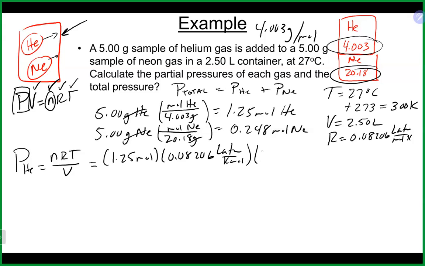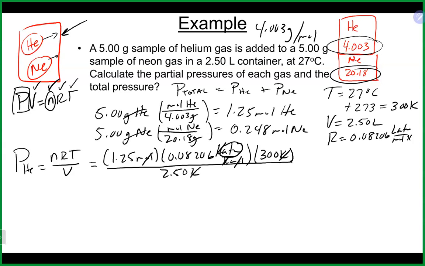We're going to use our temperature, which we've converted to Kelvin. We're going to divide it by the volume, which is the same for everybody here. Liters will cancel, moles will cancel, Kelvin will cancel, leaving us atmospheres as the only unit that's left, which again is good since we're looking for a pressure.